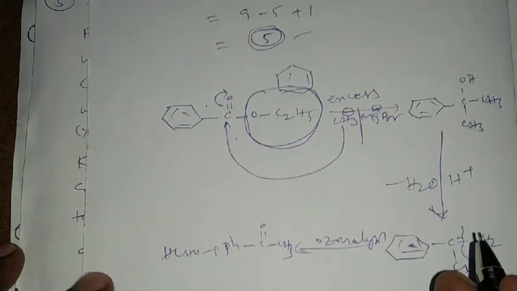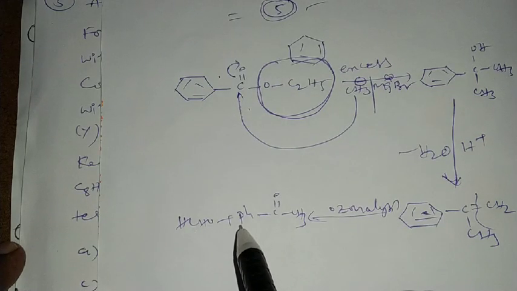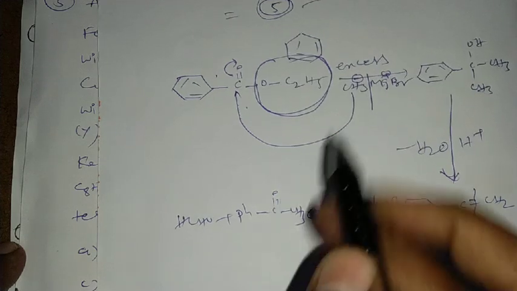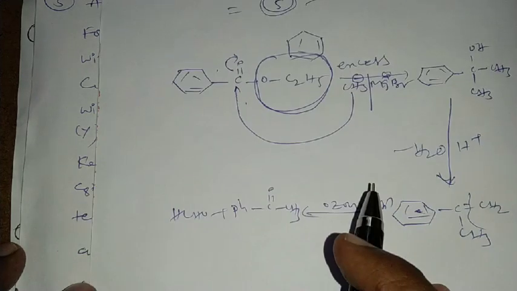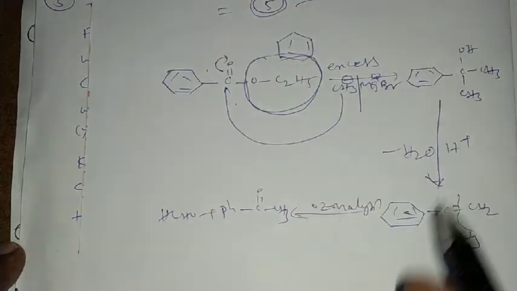C8H8O. Is it okay? So this is C6H5, and this is CH3, this is CO. Exactly C8H8O, exactly match. And they only said that it gives a positive iodoform test. So it gives a positive iodoform test.